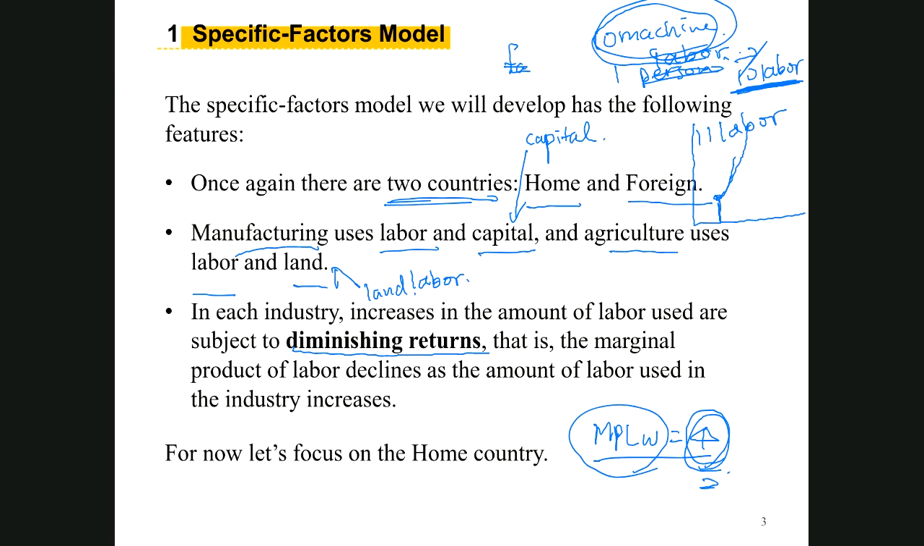Is it the total production decrease or the marginal production decrease? I think it's your marginal production decrease. Okay, very good. So your total production, once you hire more than full capacity, should still be increasing, but increasing at a decreasing rate, right?